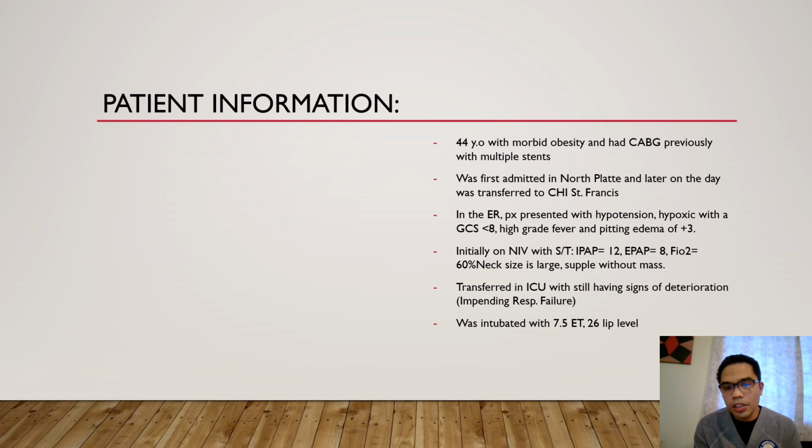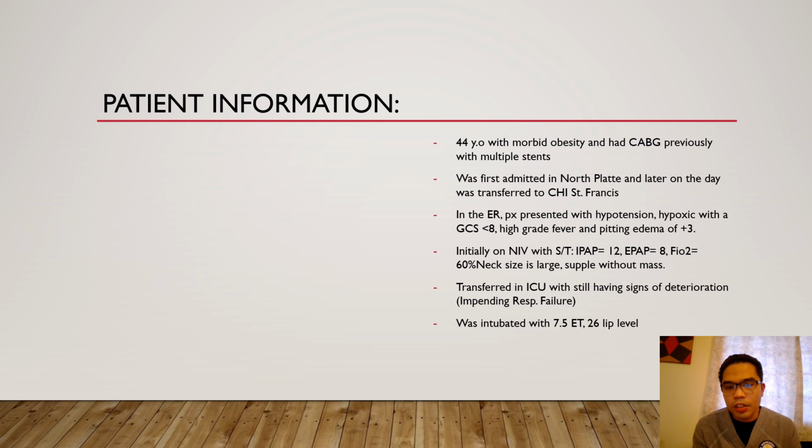So once he was in the ER, he was initially on NIV because his saturation was less than 90%. He was put on ST mode, with settings of IPAP of 12, EPAP of 8, FiO2 of 60%. And then based on the assessments, the patient's neck size is large since he's obese. And then once he was on NIV, he was immediately transferred to the ICU.